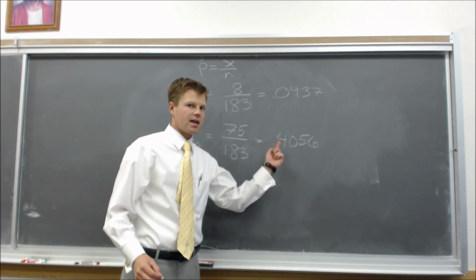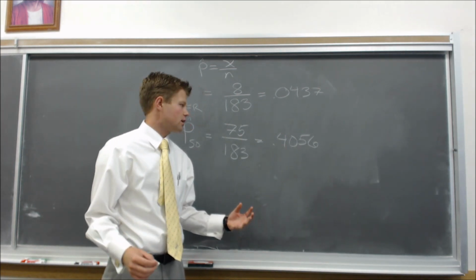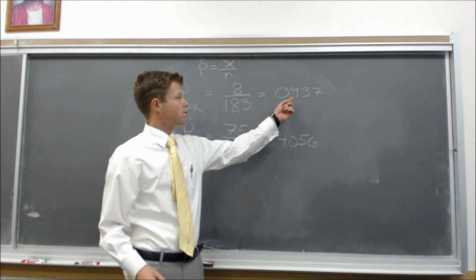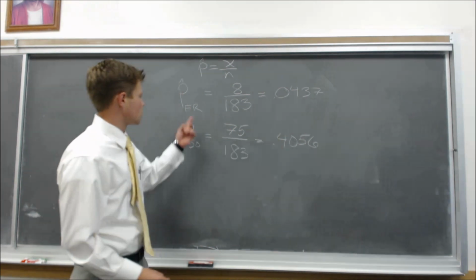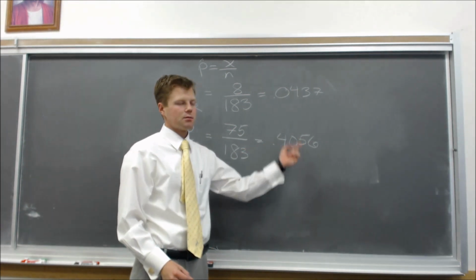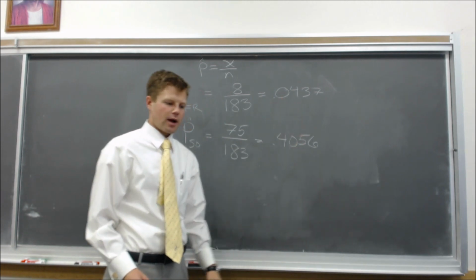Now, what these represent also, in decimal form, is the percentage. And so 40% of the students that were surveyed were sophomores. 4% of the students were freshmen. And you do that by just moving the decimal 2 places to the right.